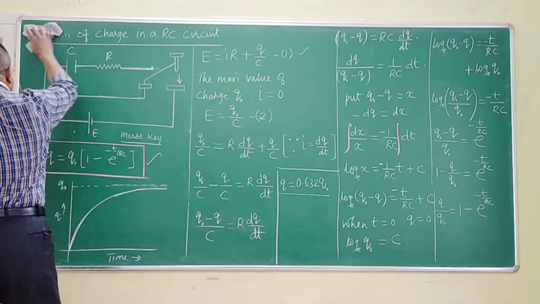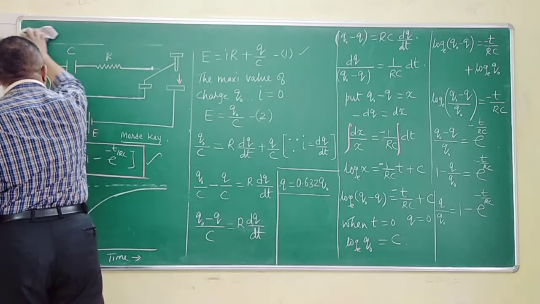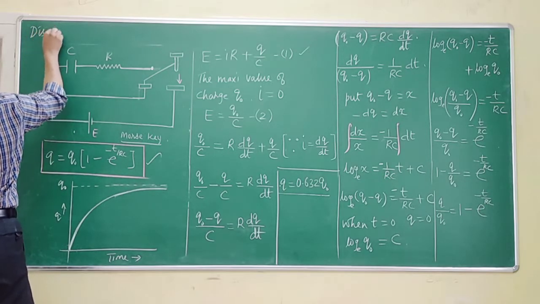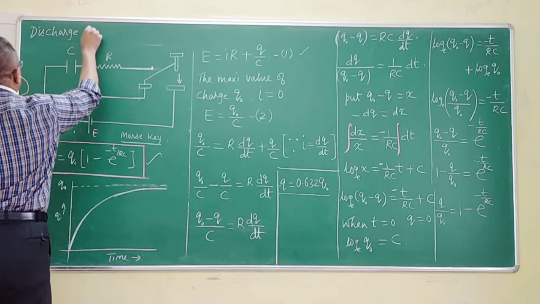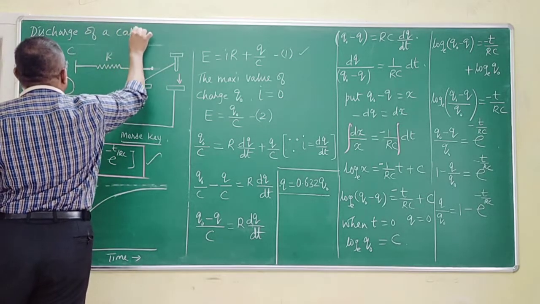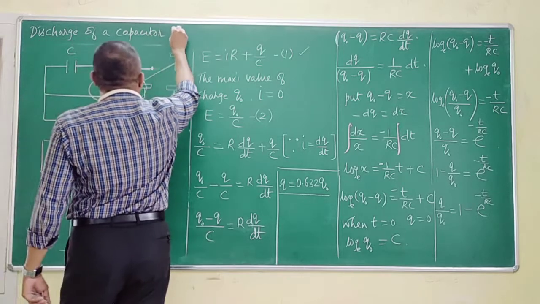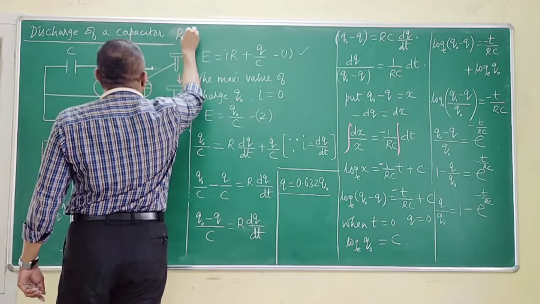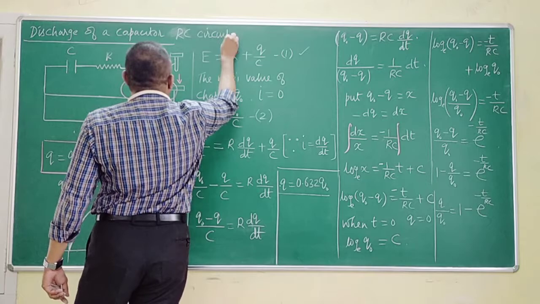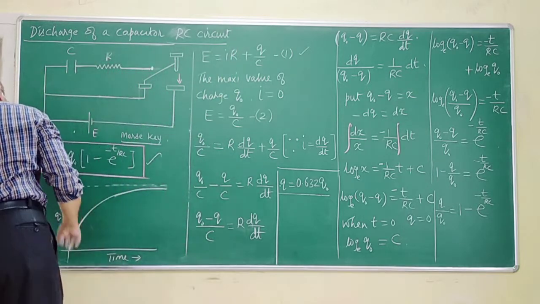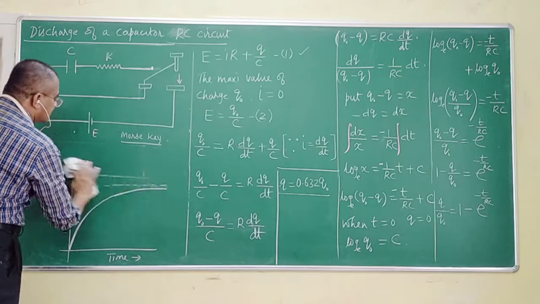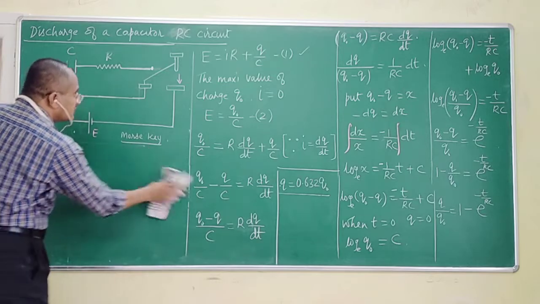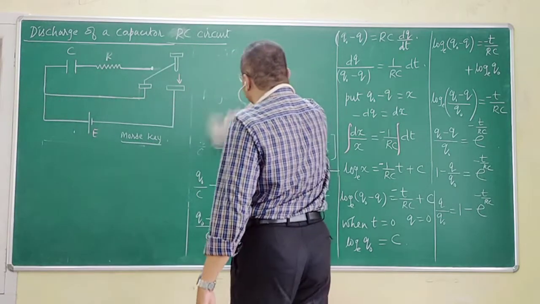Let me rub this off first and write a title: discharge of a capacitor in an RC circuit. I am going to retain the circuit diagram and rub other things off. Is that okay to you, sir? Yes, I will rub this off.